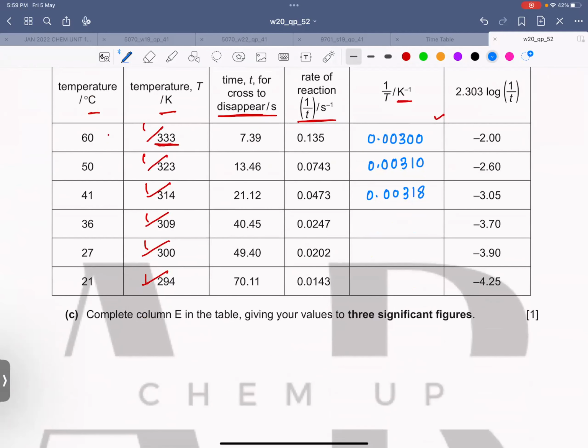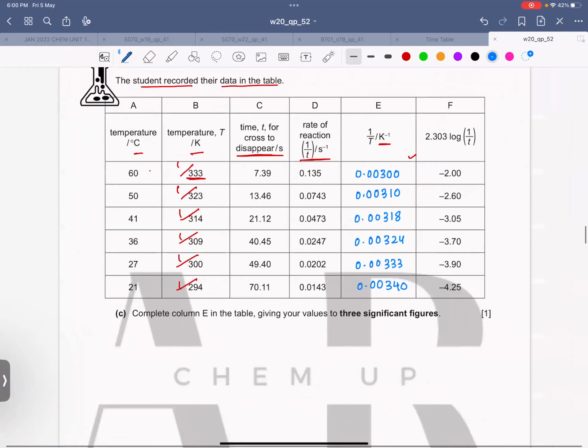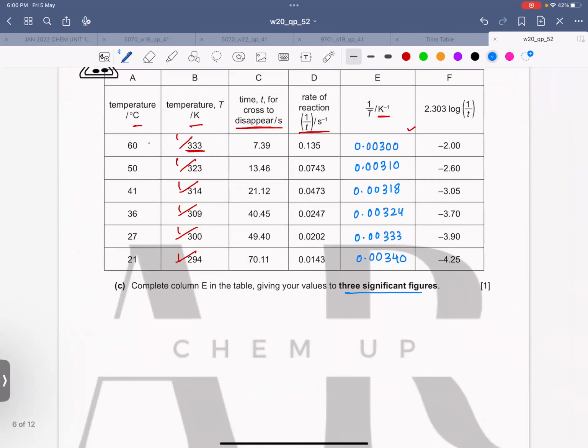Then 0.00324. 324. Then 0.00333. 333. Okay. Then 0.0034. Okay, so 340. See, they have mentioned that it should be 3 significant figures.